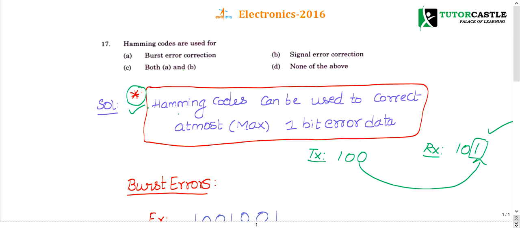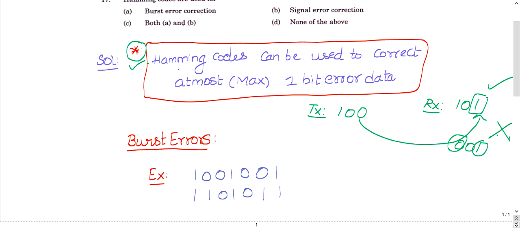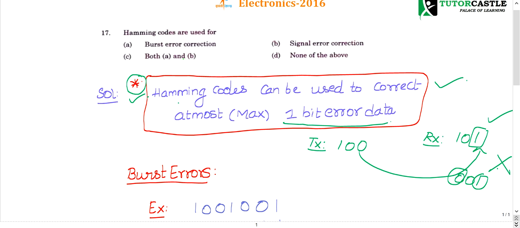Suppose she has received 001, then the first bit is in error and the last bit is in error. So Hamming codes cannot be used at this point. I hope you understood in which cases Hamming codes can be used to correct the data. That is only 1 bit error. If it contains only 1 bit error, you can use Hamming codes. So I think option B is the right choice. Single error correction is possible.